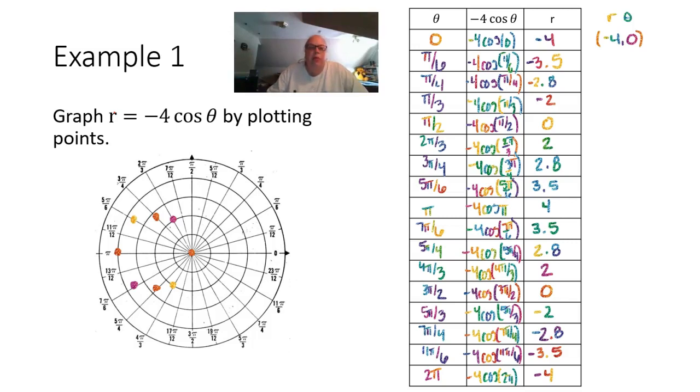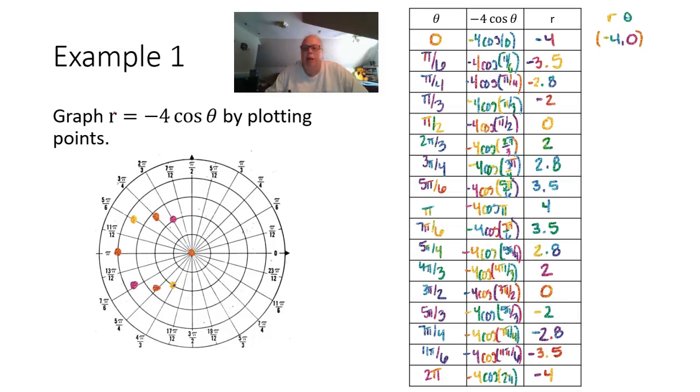Then at pi, we move ahead 4 circles, but there's already a point there. At 7 pi over 6, we would be moving ahead 3.5 circles, but there's already a point there. At 5 pi over 4, 2.8 circles, already a point there. At 4 pi over 3, 2 circles, already a point there. At 3 pi over 2, we're at 0, so there's already a point there.